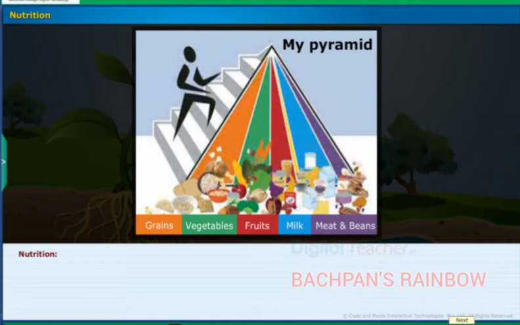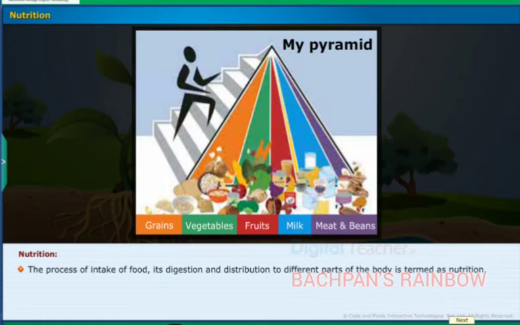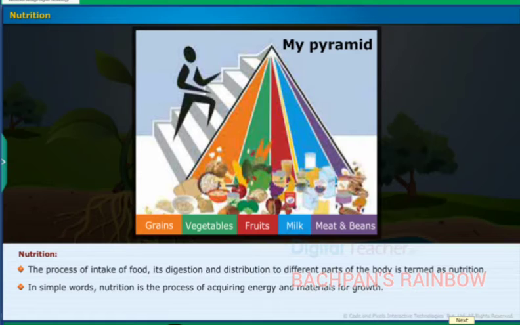First, let us learn about nutrition and its importance. The process of intake of food, its digestion and distribution to different parts of the body is termed as nutrition. In simple words, nutrition is the process of acquiring energy and materials for growth.